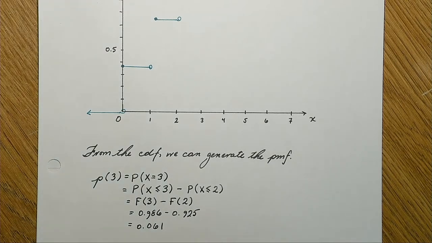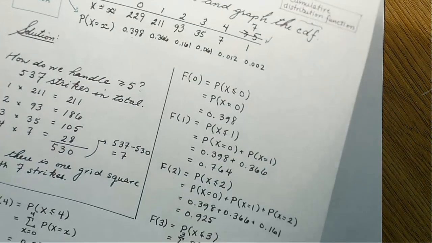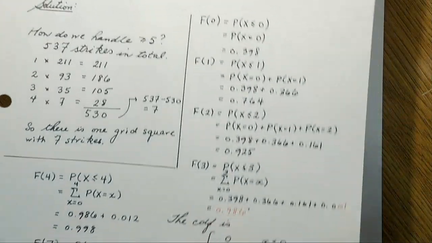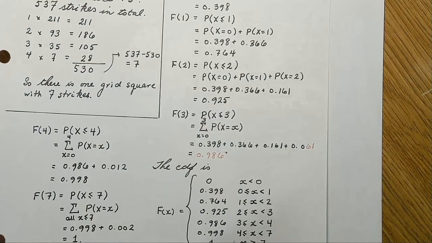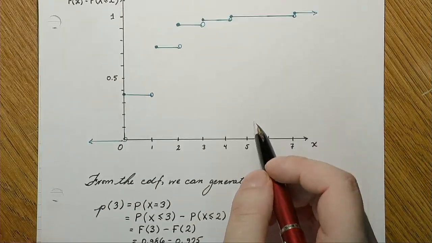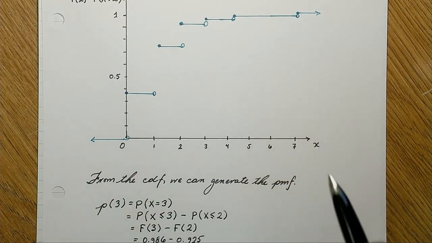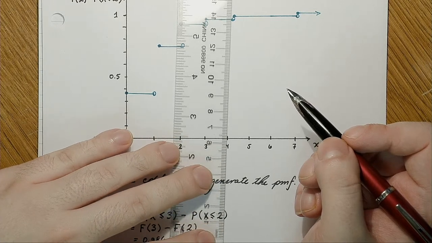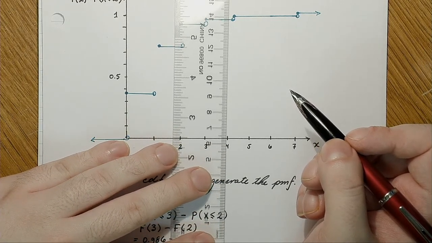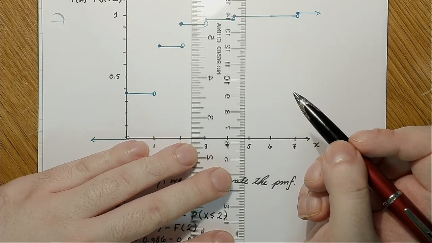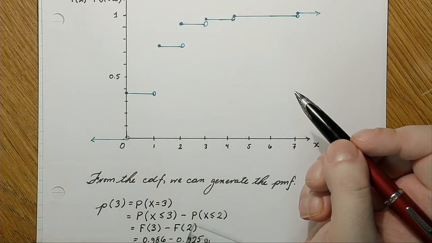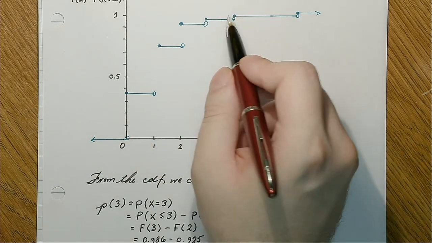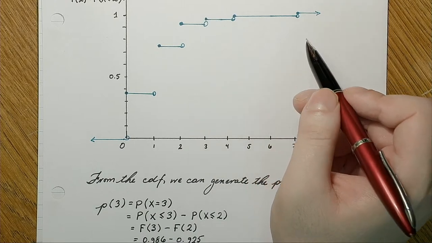Somebody's asked, why did it go up at 5? I don't think it did go up at 5. We had it at 4, and then at 5, it's still the same. So I think that's what you mean by the graph.